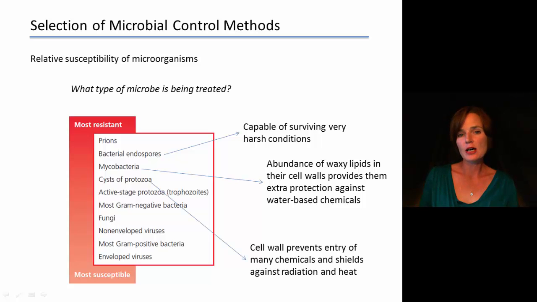And then protozoan cysts have a special cell wall that prevents entry of many chemicals and also shields against radiation and heat. So again, a lot of different levels of resistance. When we're talking about microbes, we have to consider which microbes we're actually having difficulty with, and that will help to factor into which types of treatments, which types of chemical agents or physical agents, we want to employ in the overall treatment.